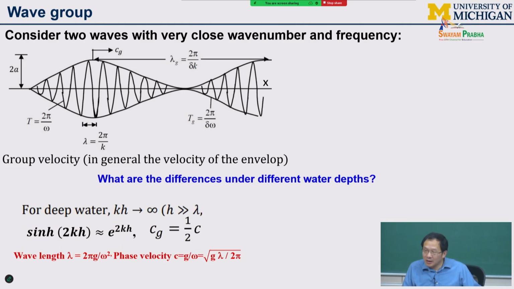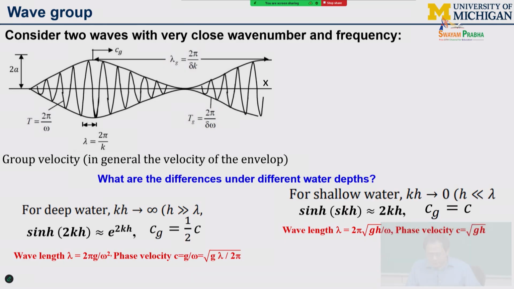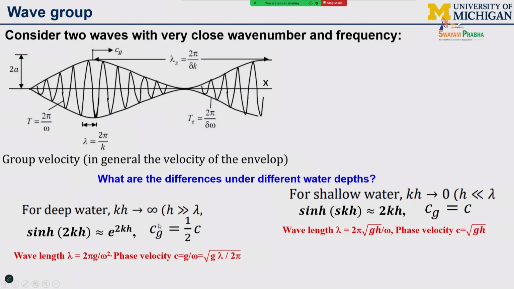For deep water, the group velocity is half of the phase velocity. For shallow water, group velocity and phase velocity are the same. For deep water, you have a long wave with a larger wavelength lambda, so the long wave will travel faster, right? And if you have a short wave, it travels slower. No matter what, you have such an envelope, and the group velocity is half of the phase velocity, right? In shallow water, they are the same. The intermediate depth is just in between.